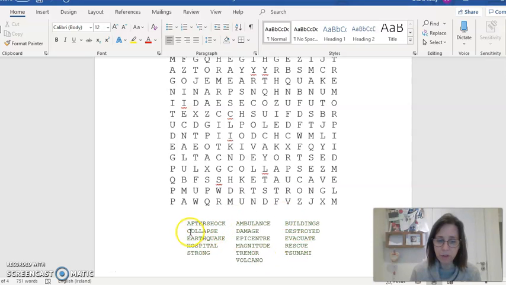So you have aftershock, collapse, earthquake, hospital, strong, ambulance, damage, epicenter, magnitude. You've seen both of those in the article. Tremor, volcano, buildings, destroyed, evacuate, rescue, and tsunami. Okay, so I want you to try and find all of those words in the word search.